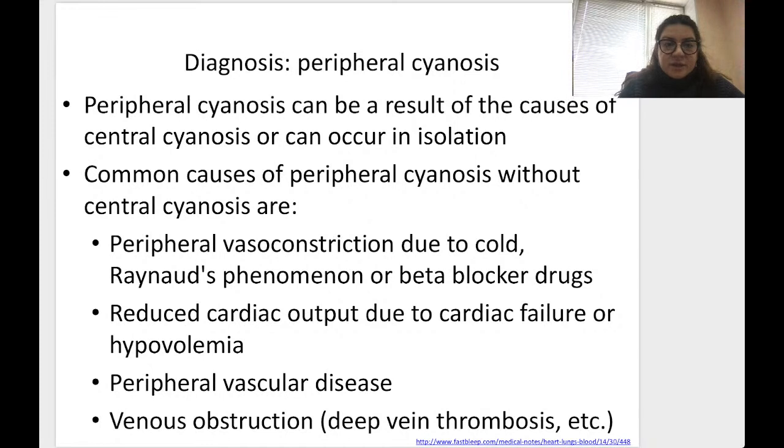Okay, peripheral cyanosis can be a result of the same causes as central cyanosis, and can occur in isolation. Common causes of peripheral cyanosis without central are peripheral vasoconstriction due to cold, Raynaud phenomenon, or beta blocker drugs, reduced cardiac output due to cardiac failure or hypovolemia, peripheral vascular disease or venous obstruction, like in deep vein thrombosis.